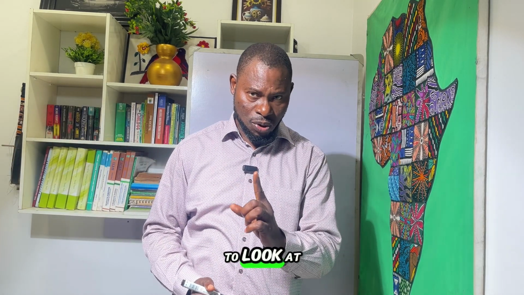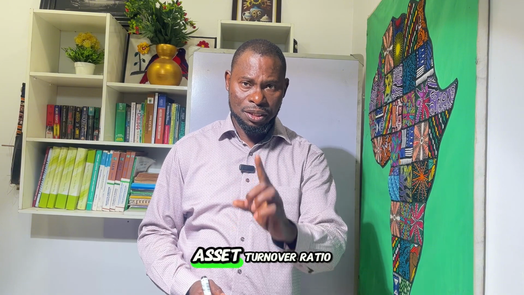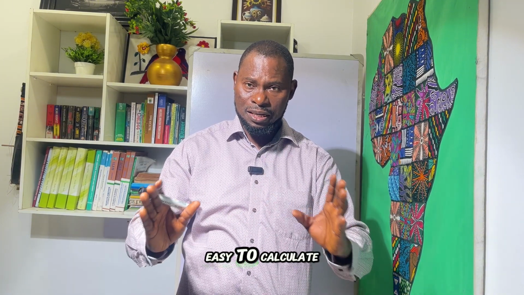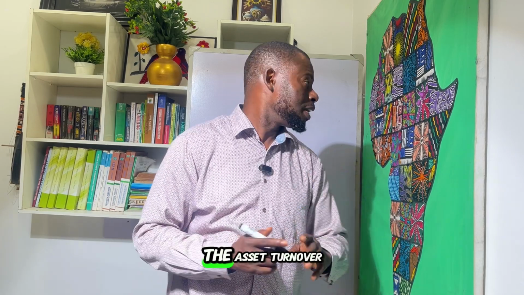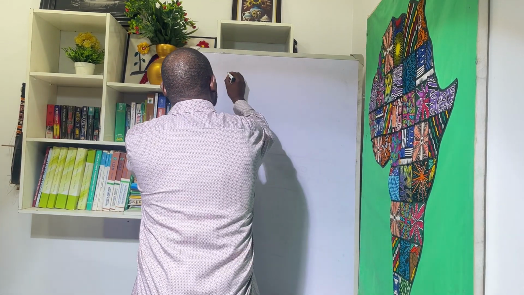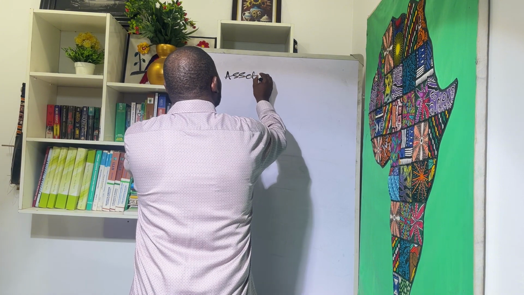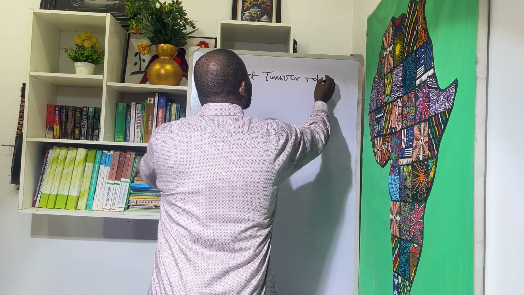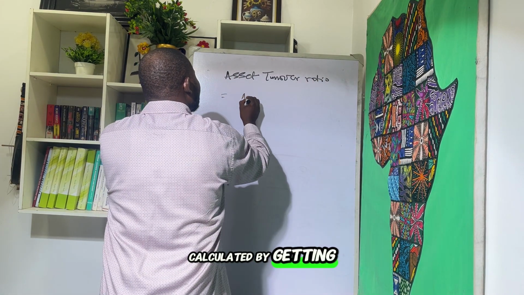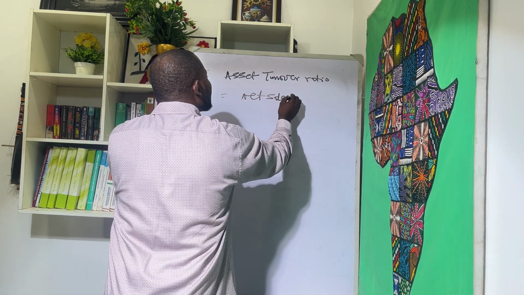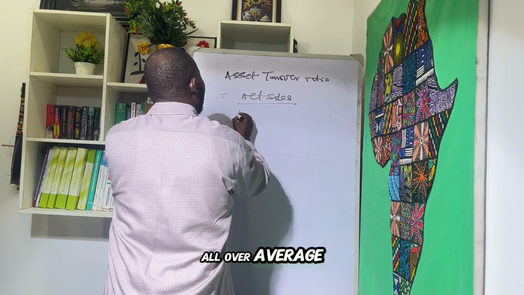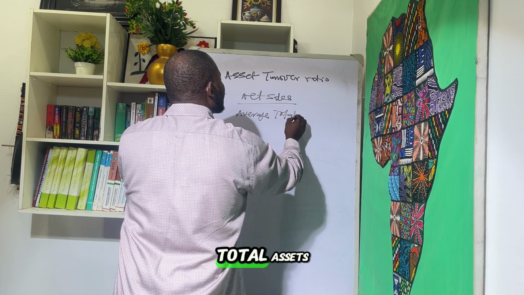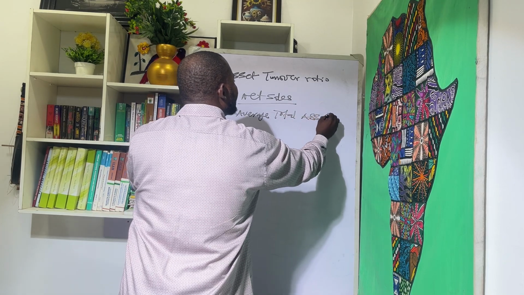The first one I want us to look at is called the asset turnover ratio. Now, this asset turnover ratio is very easy to calculate and to understand. The asset turnover ratio is calculated by getting the net sales all over average total assets.